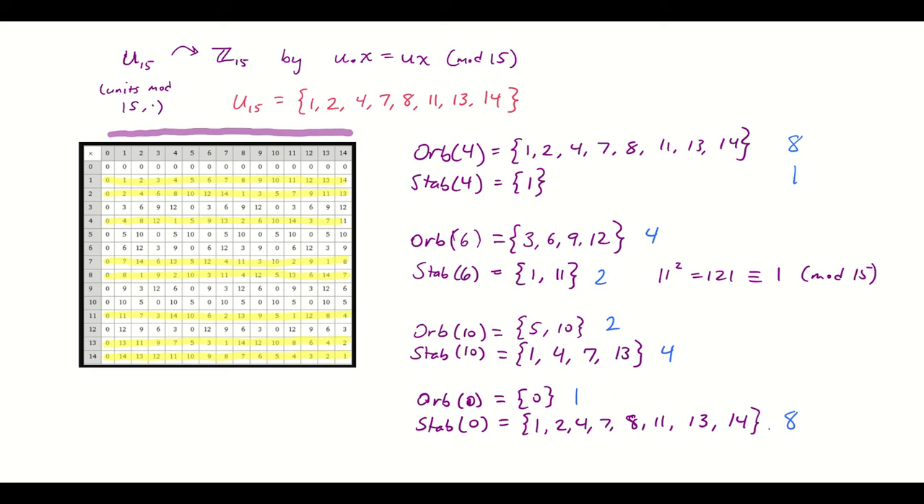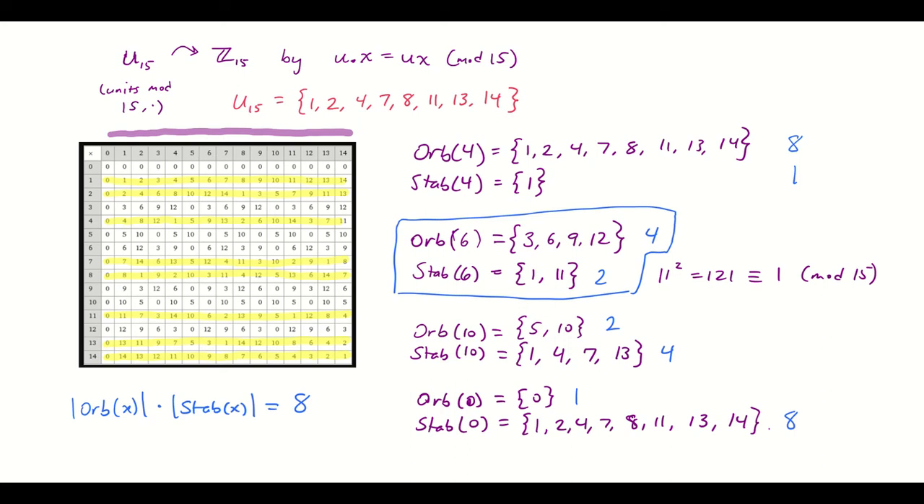But let's see if we can substantiate it in some way. It looks like we're going to get that the size of the orbit of x times the size of the stabilizer of x is always 8. Okay, why 8? Well, let's take a closer look at the example with 6. I feel like that's probably the most illustrative of the 4.